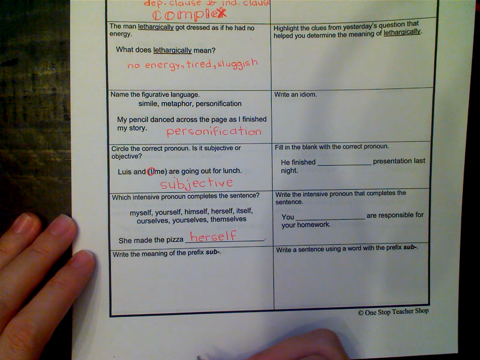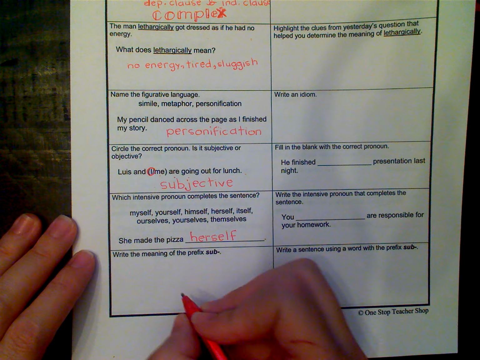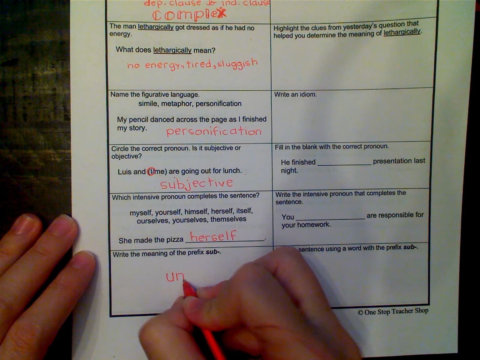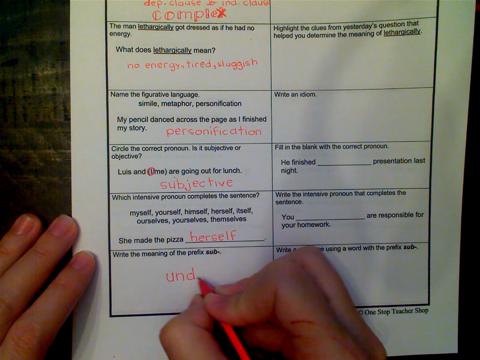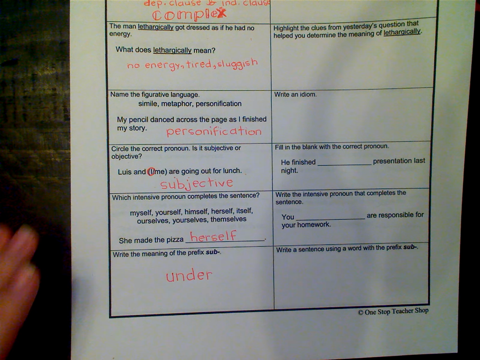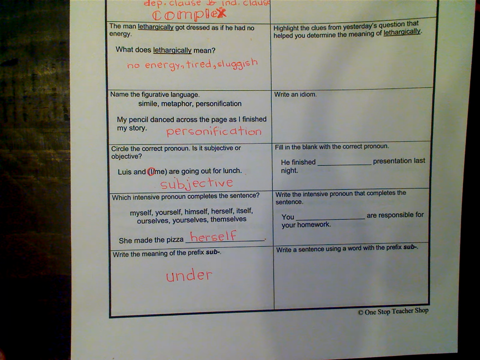Write the meaning of the prefix sub. So think of a submarine. A submarine goes under the water, or subterranean ants are under the earth, under the ground. So sub means under. That makes sense. Sub means under. All right, ladies and gentlemen, that is our Monday language review.